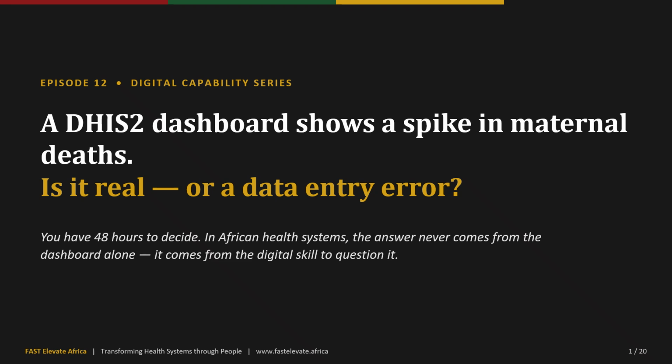A DHIS2 dashboard shows a spike in maternal deaths. Is it real or is it a data entry error? You have just 48 hours to decide. In health systems, decisions affect lives, resources, and public trust. But good decisions are never based on dashboards alone. They are based on the ability to question, verify, and interpret data before acting.